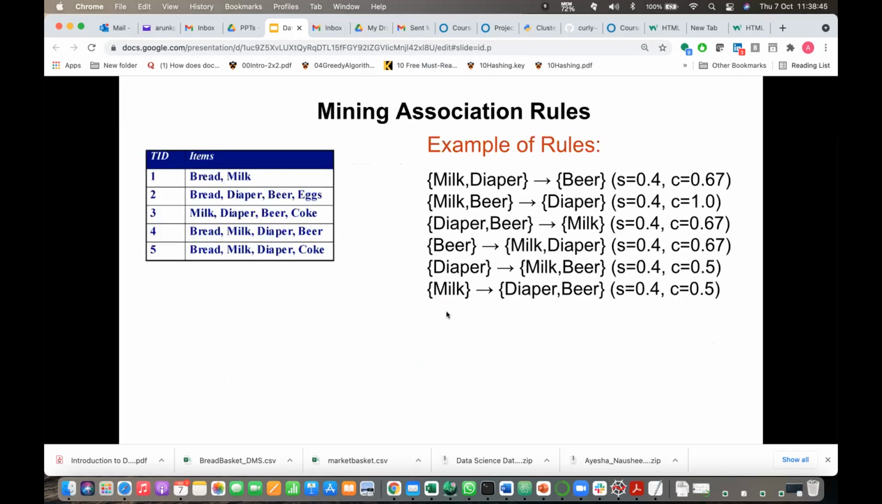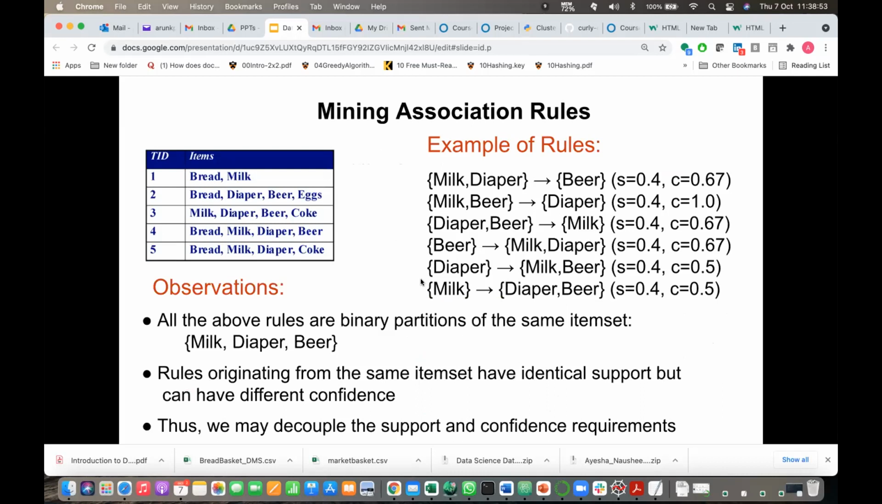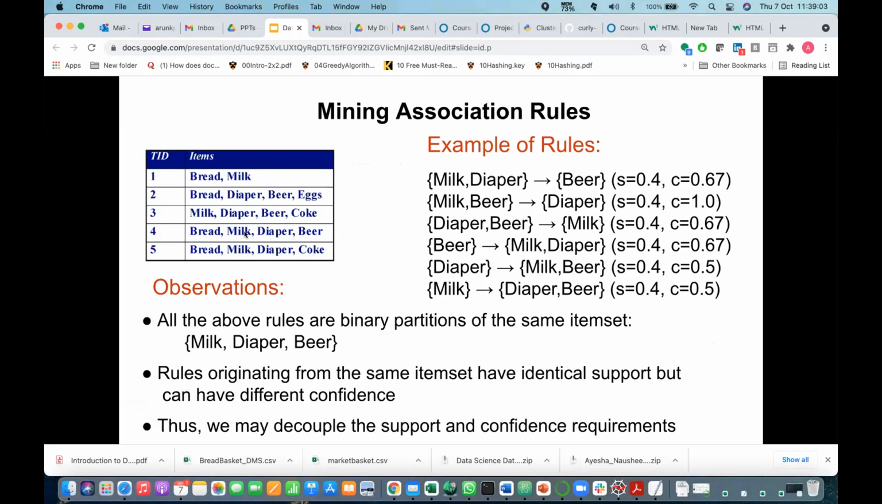Okay, what is the support of milk, diaper, and beer in this? Two, sir, out of 5. Milk, diaper, and beer: the second one is not supporting, the third and fourth are supporting. So 2 by 5, that is 0.4.